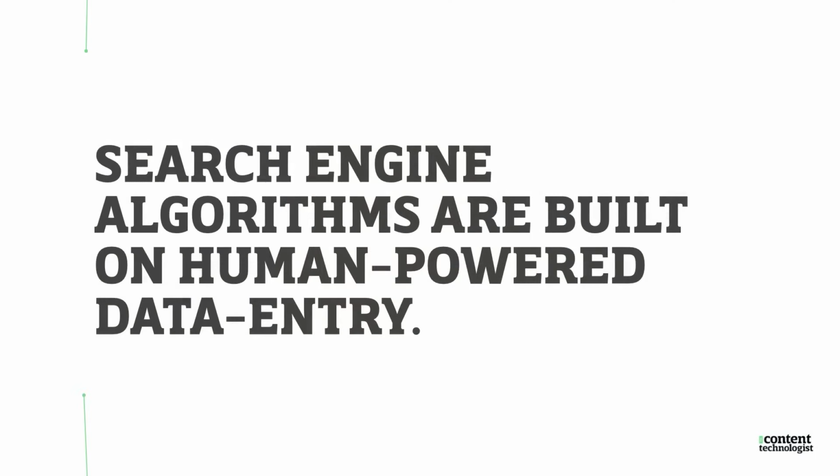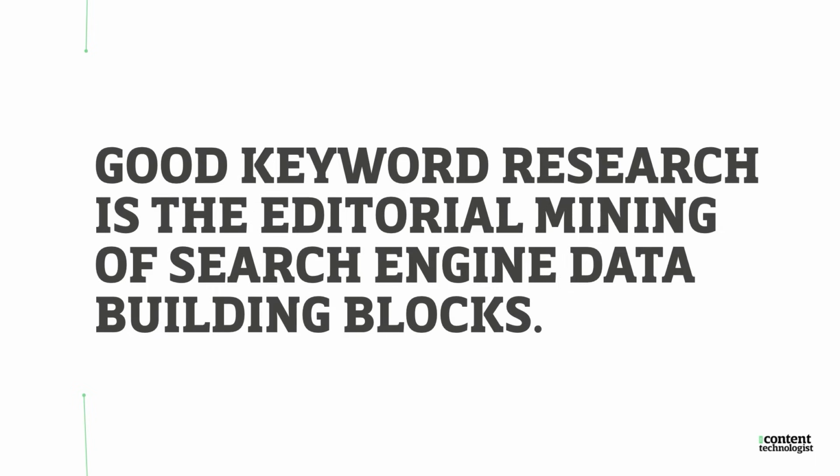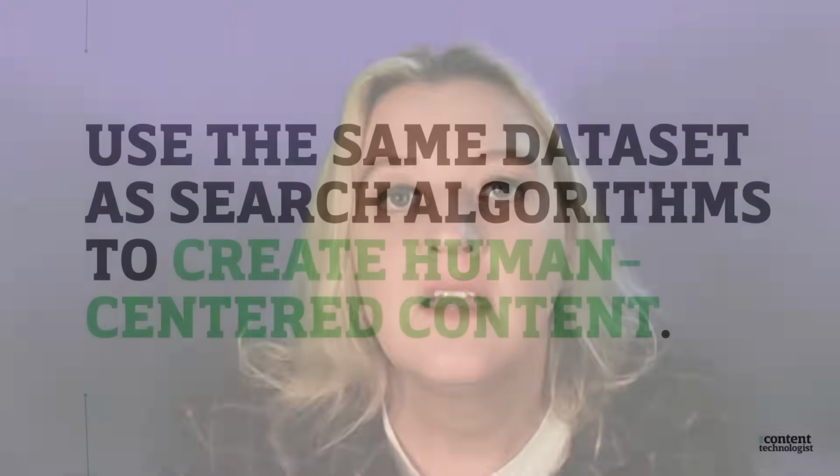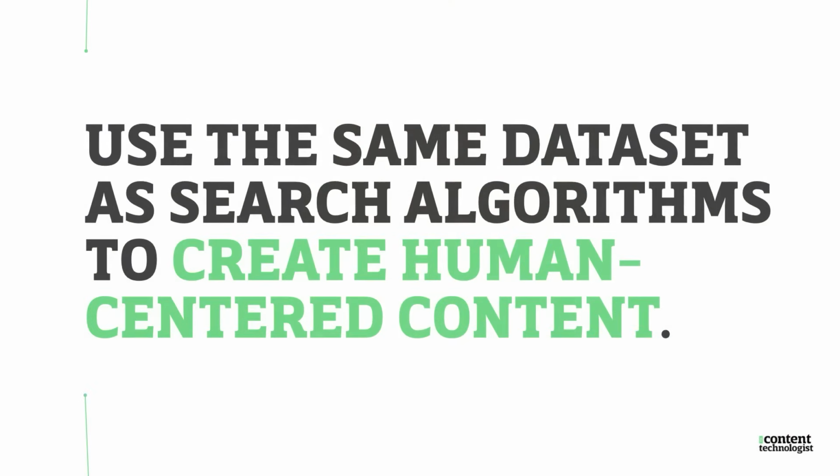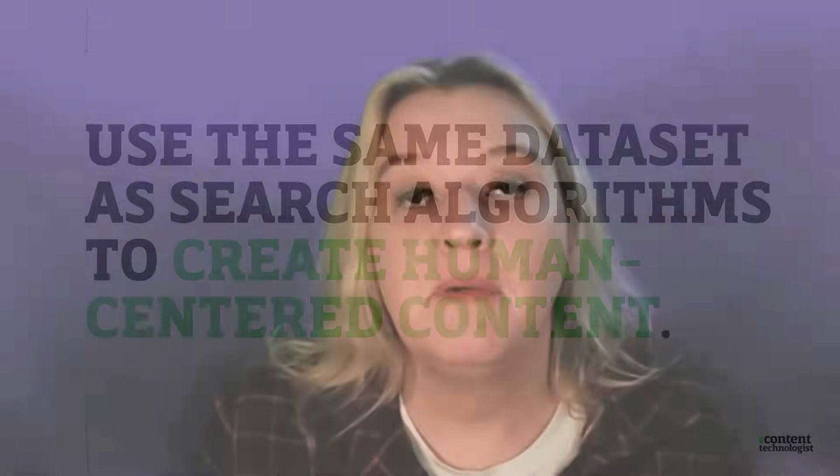Search engine recommender algorithms rely on that actual human powered data entry to serve audiences the content that they're looking for. When we research keywords, we're merely using the same data set that search engine algorithms use to organize and recommend content. So that's why we use the raw data of how people actually search, really digging into what's called the long tail of our topic areas. We then use that to creatively and not formulaically structure our content to match what we're able to offer with what our audiences want.